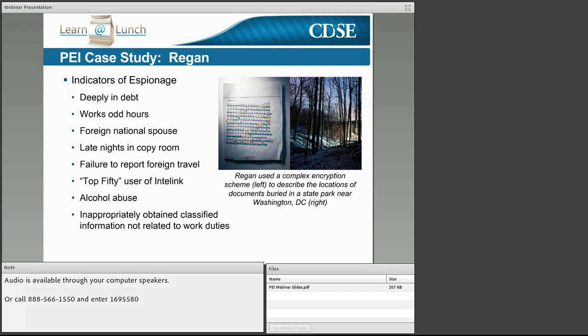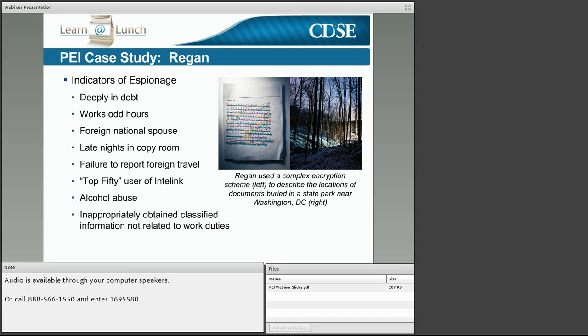Regan exhibited several indicators of espionage. He was deeply in debt, which was the principal factor behind his decision to turn to espionage. Regan first considered espionage in late 1998 to resolve more than $100,000 in debt. He worked odd hours. He was married to a foreign national.